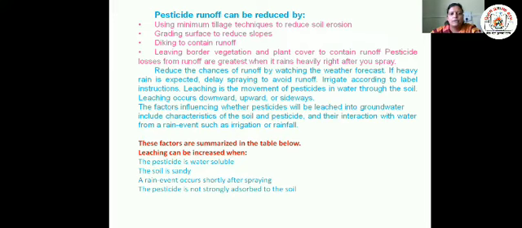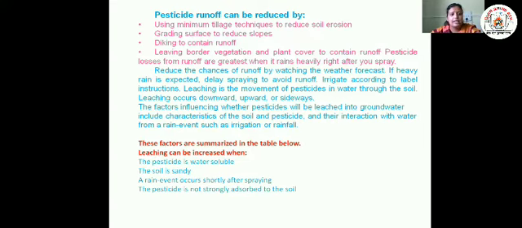Leaching is the movement of pesticides in water through the soil. Leaching occurs downward, upward, and sideways. These are the factors which influence the pesticide to be leached into the groundwater: the characteristics of the pesticides and the soil, and their interaction with water from a rain event such as irrigation or rainfall.